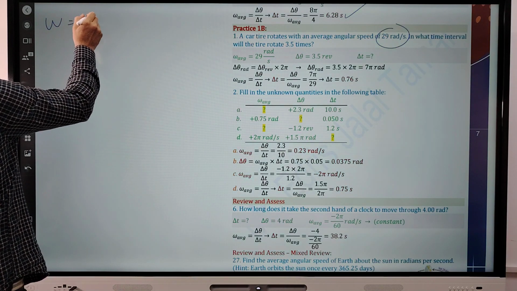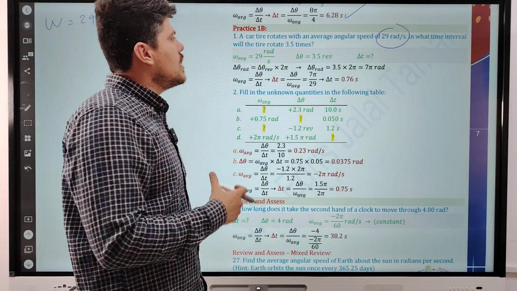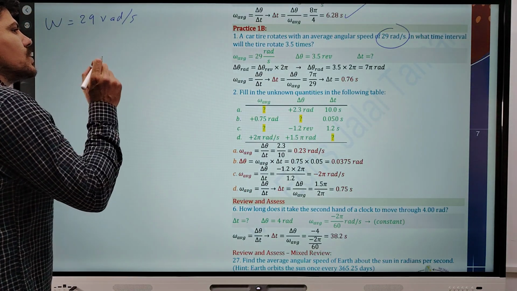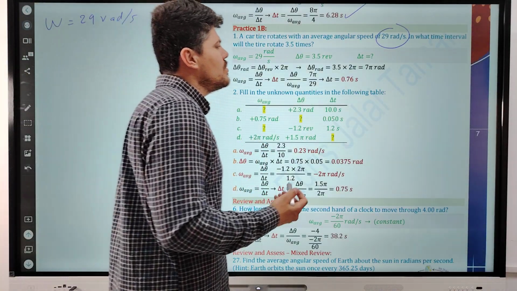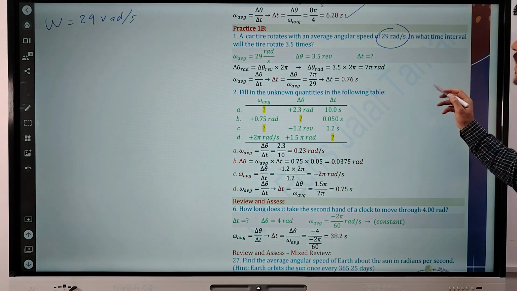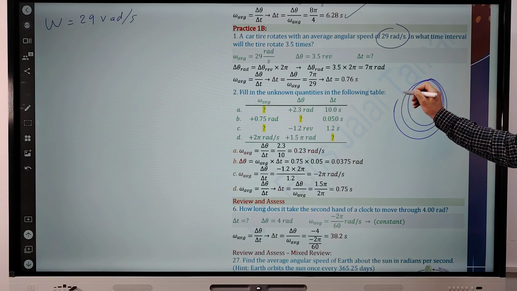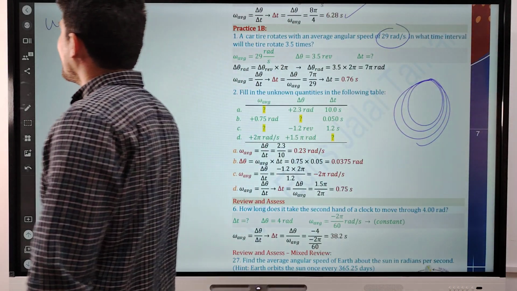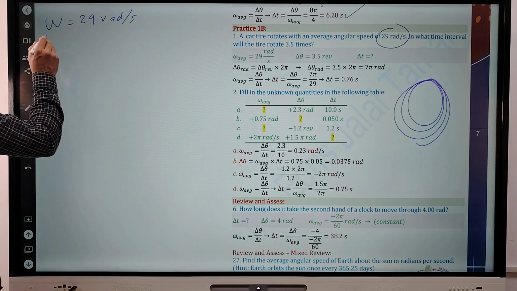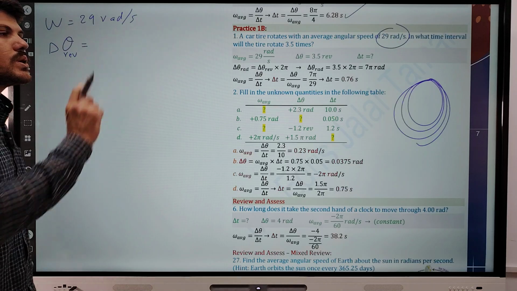Its magnitude is 29 rad per second. In what time interval will the tire rotate 3.5 times? What do you mean by rotate 3.5 times? It means that when the object starts here, this is 1 revolution, 1 time, 2 times, 3 times, and a half. How many revolutions do we have? We have 3.5 revolutions. So it means that theta was given in revolutions in this question.